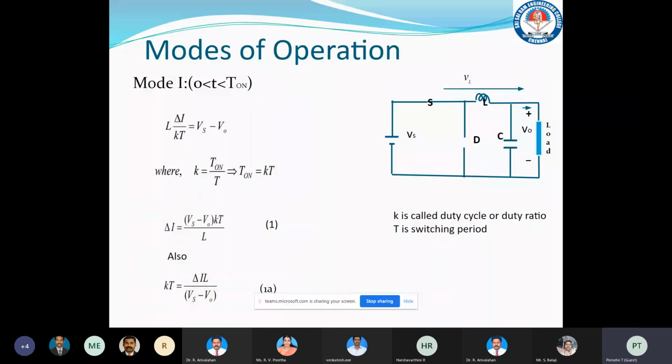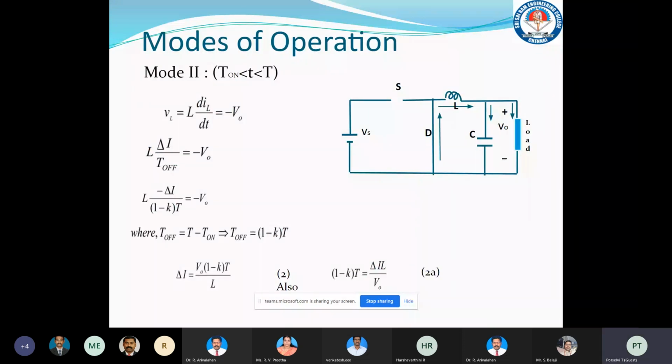From this, we can again rewrite the equation. Since T on can be written as KT, because K is equal to T on by T, T on is equal to KT. So we can write the above equation as L into del I by KT equal to Vs minus V naught, from which we can find the ripple current del I, which is equal to Vs minus V naught into KT by L. From this, we can also get the expression for KT. From equation 1, we can also write KT is equal to del I L by Vs minus V naught.